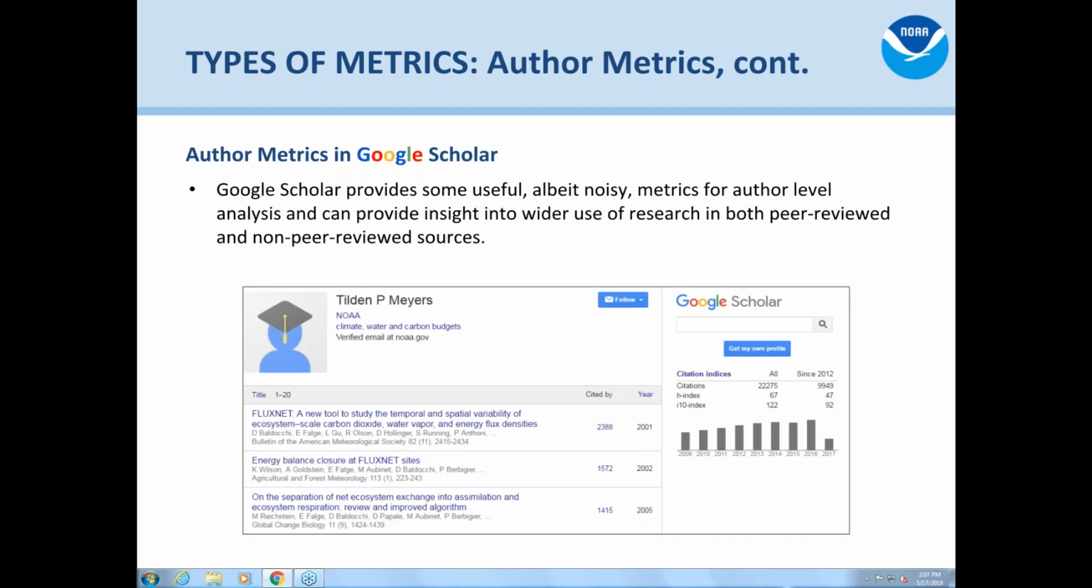For author metrics, Google Scholar is out there. It's not my favorite. It's kind of a noisy data set. You kind of have to do some digging around and some self-verification of the citations and things in there. But it's definitely available. It's definitely a thing that people use. You can use it. It's not my favorite.